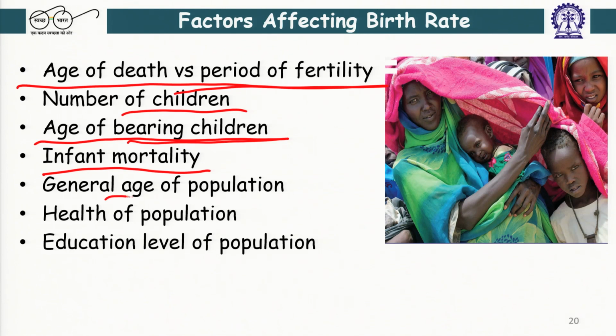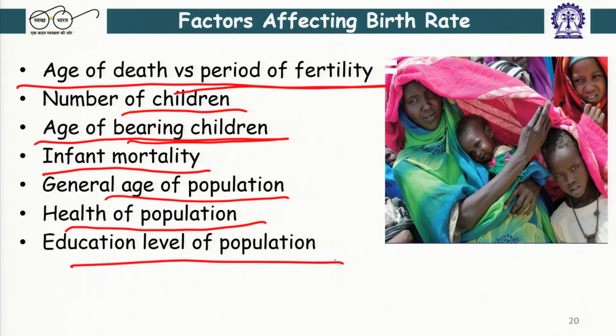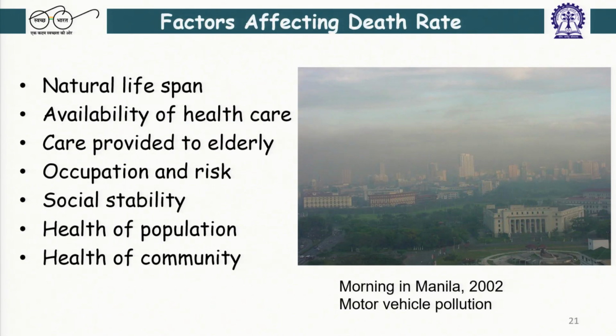What is the general age of the population? If you look at Europe and, say, Japan and other countries, most of the people there are quite old. So, of course, you will have fewer new babies being born there, as opposed to, say, India and some other countries where we are still a relatively younger country. So, we will have more population, more reproduction happening. Health of the population, how good is the health, education level of the population. So, you see that these are all different factors which affect the birth rate.